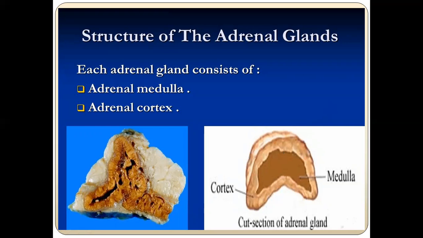The adrenal medulla secretes a hormone called adrenaline. What is the function of adrenaline? I told you, but here is one example I want to tell you about this hormone, because we know that this hormone prepares our body for emergency situations. So this hormone is also known as the emergency hormone.